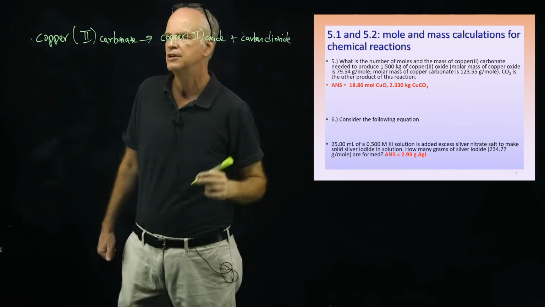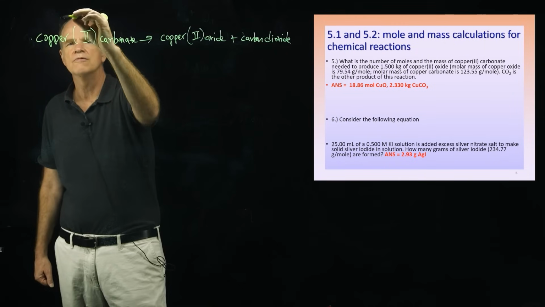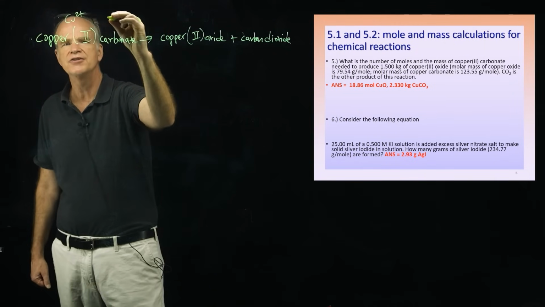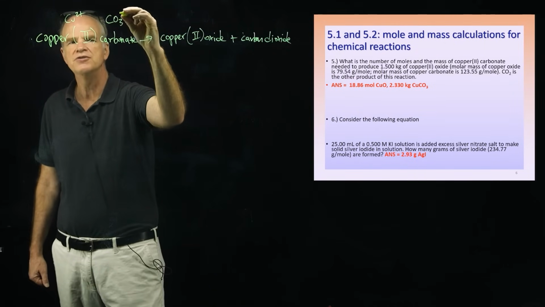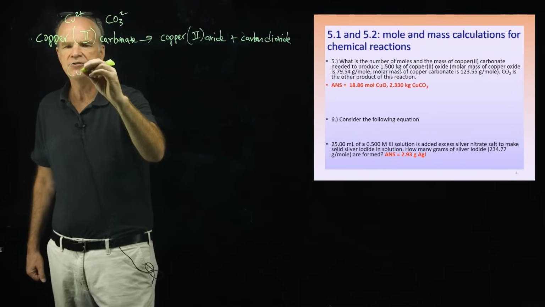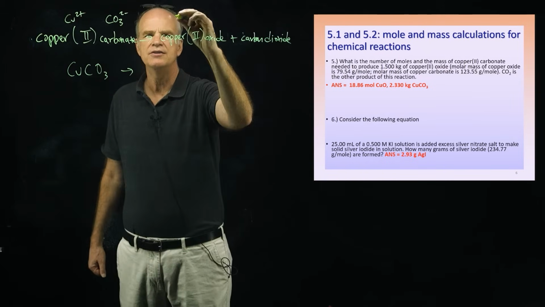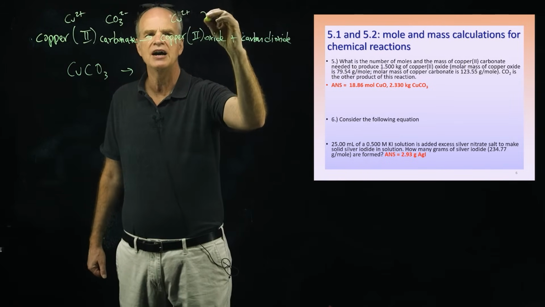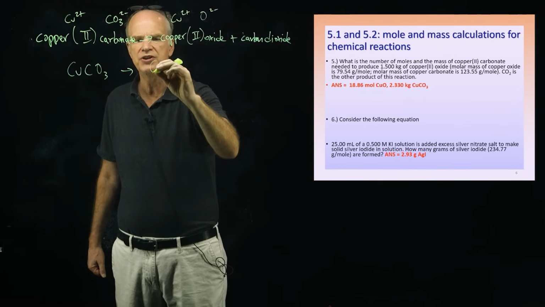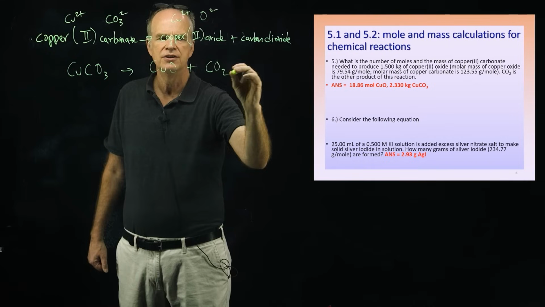Okay, so copper carbonate. Copper is 2+, carbonate is CO3 2-. This is an ionic compound, so the formula should be CuCO3. Copper oxide, again, we know Cu is 2+, oxide is 2-, so the formula is CuO. And then carbon dioxide is that.